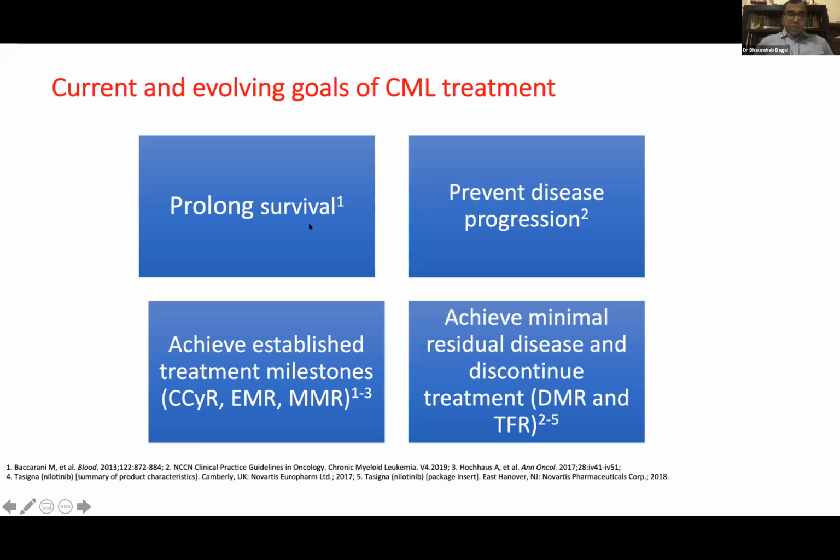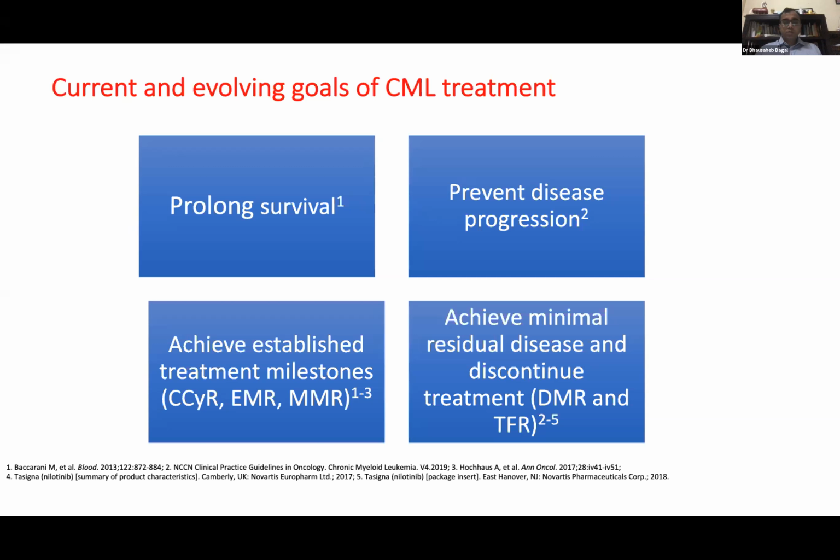The goal of treatment of CML is changing as we have more effective measures. So not only prolonging survival and control of the disease is our goal, but now our goal is to have deeper levels of responses. So the complete cytogenetic responses, EMR, MMR, and even deeper responses leading to ultimately what we call a practical cure. So the patient is off TKI, but is still having a low level of disease, and that's our goal.